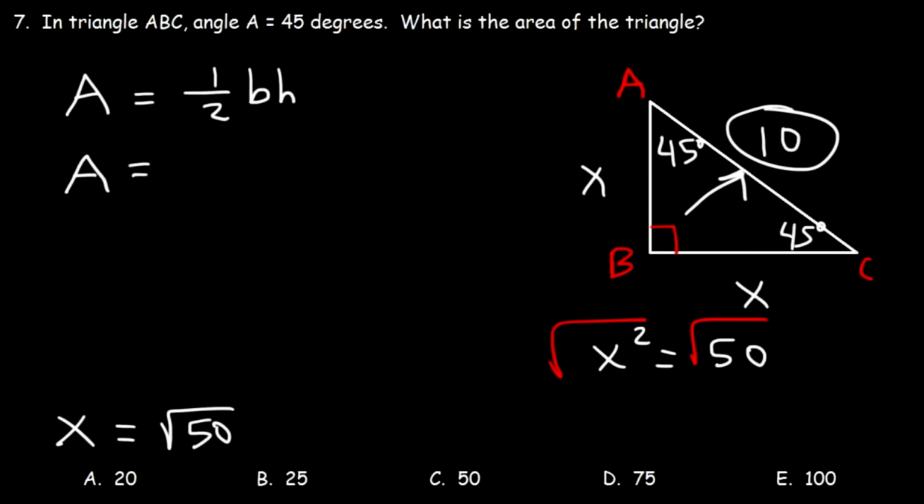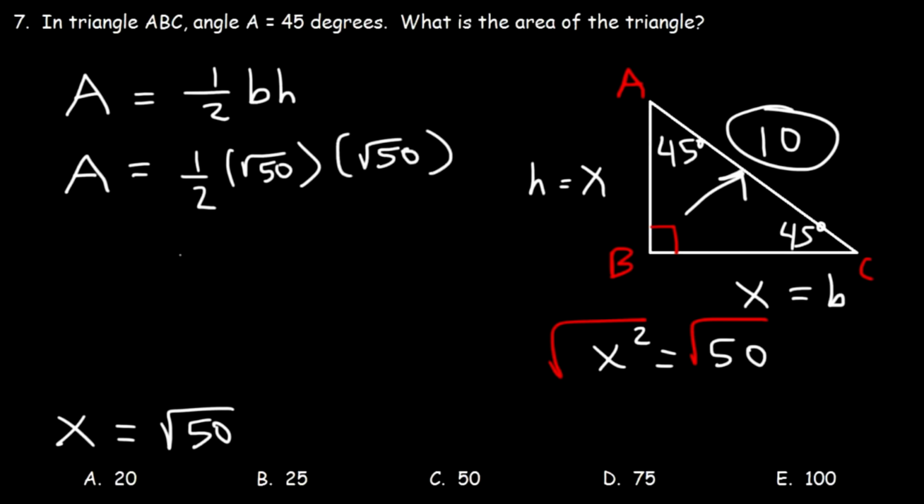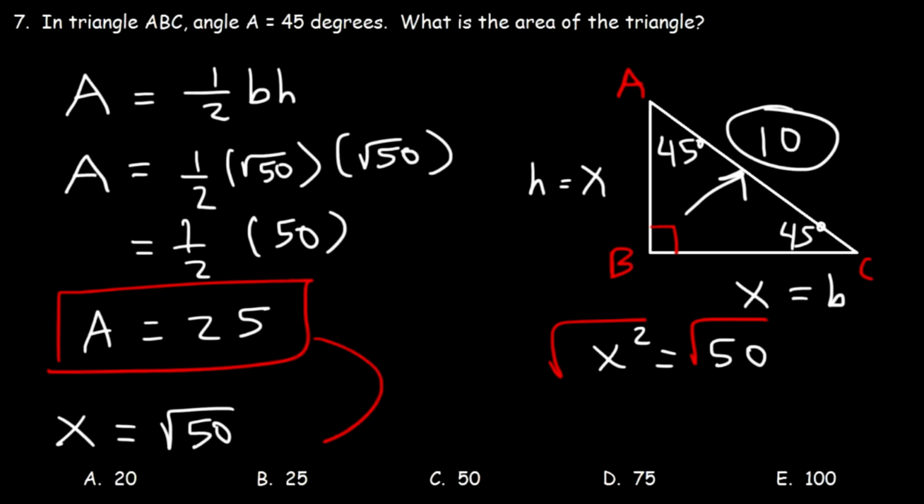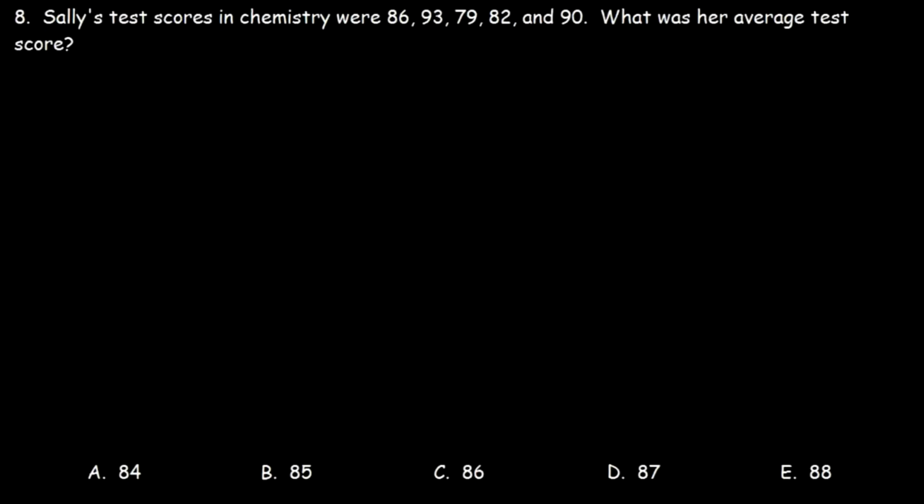Now, we can plug in the values that we have. The base is equal to x, and so is the height. So both the base and the height is equal to root 50. The square root of 50 times the square root of 50 is equal to the square root of 2500, which is 50. And half of 50 is 25. So therefore, the area of this triangle is 25 square units, which means that answer choice B is the answer.